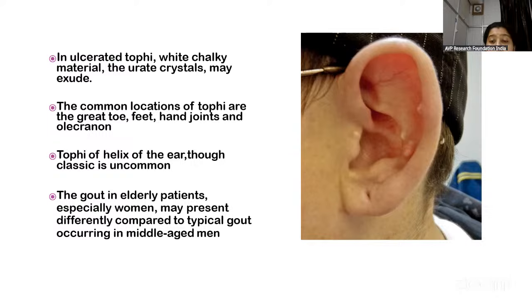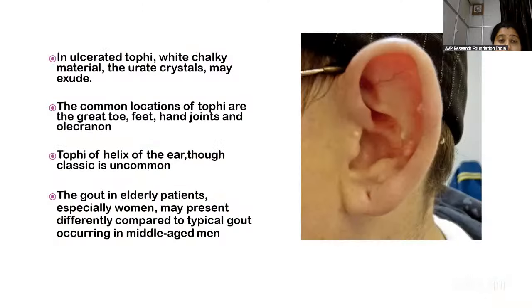So we can see that when the tophus becomes ulcerated, you will have a white milky material coming out of it, and these are nothing but your urate crystals. The common locations of tophi are the great toe, feet, hand joints, and olecranon. In some patients, we can also see tophi in the helix of the ear.